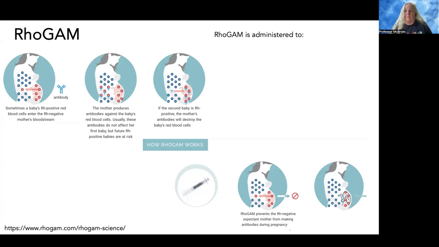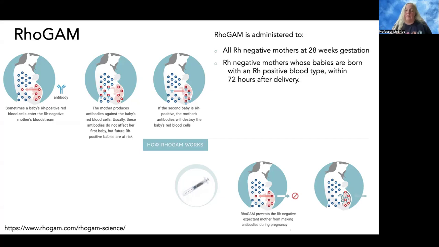So we give RhoGAM to all Rh negative mothers at 28 weeks gestation because we don't know if the baby is Rh positive or not. So we do this for all moms at 28 weeks. Then, when the baby is born, we find out what the baby's blood type is. If the baby's blood type is indeed Rh positive, the mother will receive another dose of RhoGAM within 72 hours after delivery. If the baby's Rh is negative, there's nothing else to do.